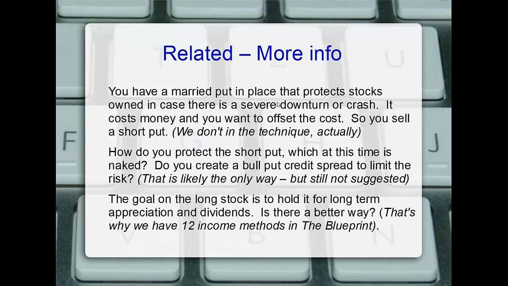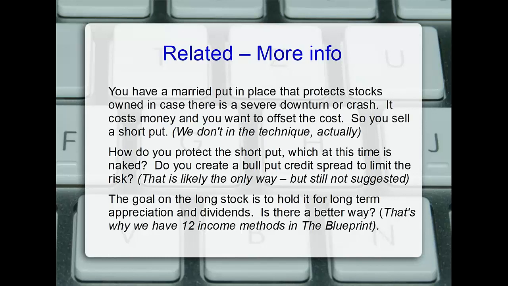More info on that came in from Terrie earlier. Terrie commented that you have a married put in place following the Radioactive Trading techniques that protect stock owned in case there's a severe downturn. It costs money, and you want to offset the cost, so you sell a short put. Well, we don't do that in the Radioactive Trading technique, actually.